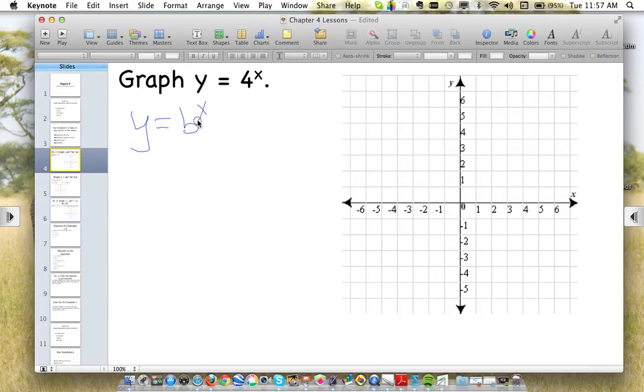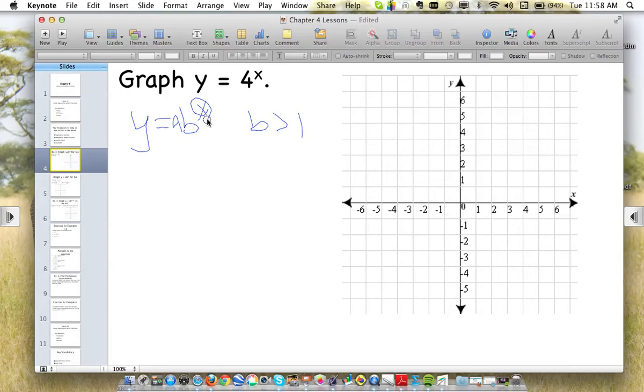The parent function would also include our coefficient of a. A can't be equal to 0, because otherwise everything would be equal to 0. And b has to be a positive number other than 1. And x can be any real number. Notice we've always dealt with x being part of the terms, but now it's the exponent.